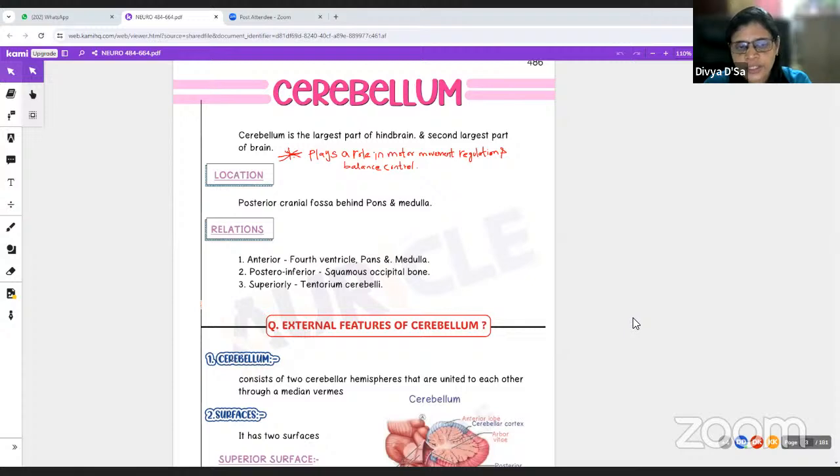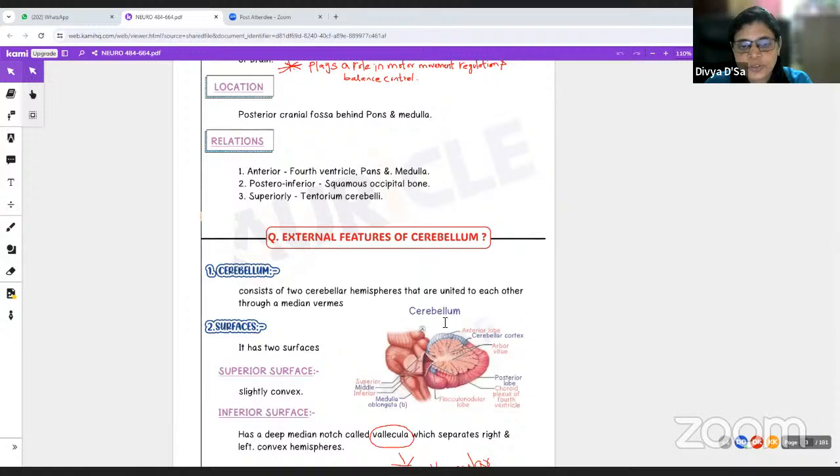So where is it located? It is located in the posterior cranial fossa behind the pons and medulla, from which it is separated by the cavity of the fourth ventricle. Relations: anteriorly, there is the fourth ventricle. If you see here, this is the cerebellum. Anteriorly, there is the fourth ventricle and pons and medulla. Posteroinferiorly, there is the squamous part of the occipital bone. And superiorly, there is the dural fold, that is the tentorium cerebelli.